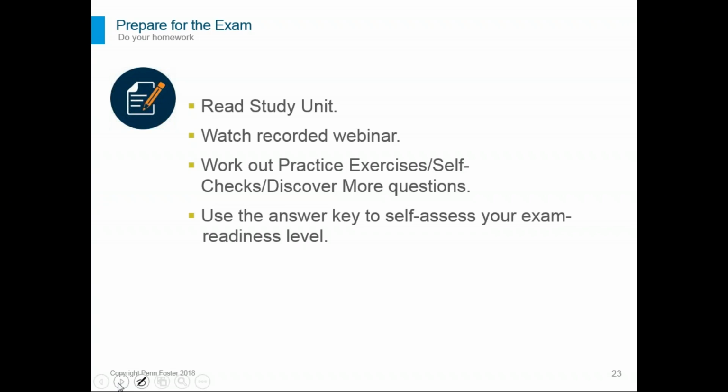If they match, then good. If most of your answers are incorrect, not the same as the answer key, that means do not proceed to the exam yet. You still have to reach out for help, reread the unit, watch the webinar, or ask for help somehow, but do not proceed to the exam if you're not confident enough that you will score well on that exam.